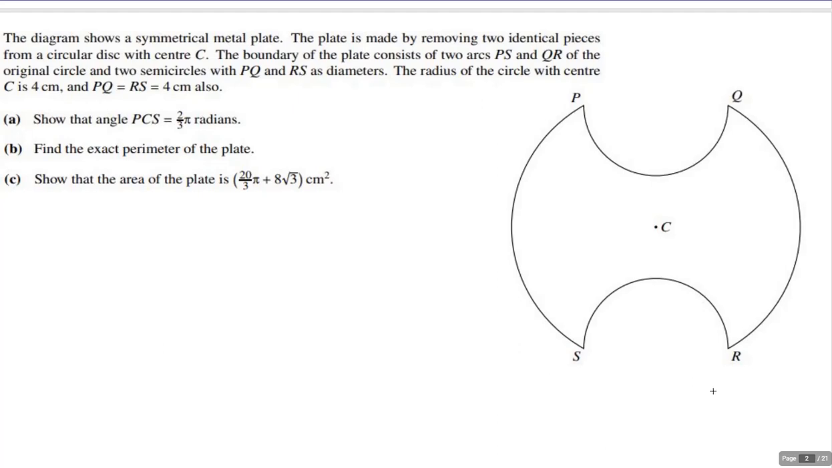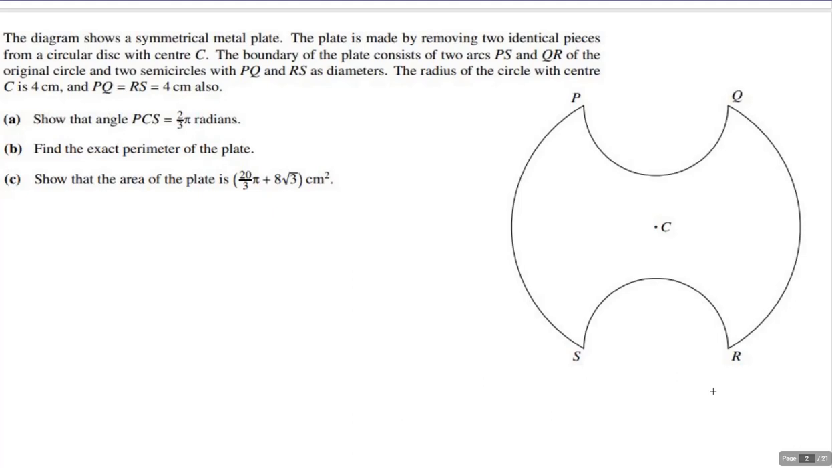Okay, so today I want to talk about circular measure. And you remember, circular measure mostly had to do with radians. It's almost always going to be in radians. And what we're talking about is arc length and area of a sector.